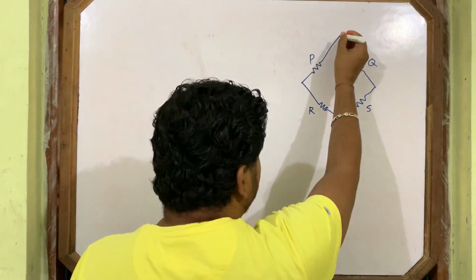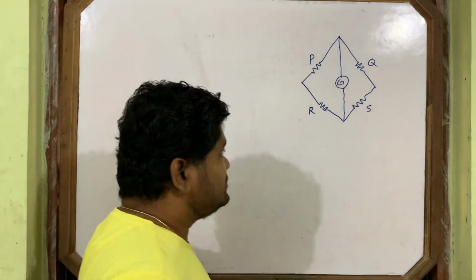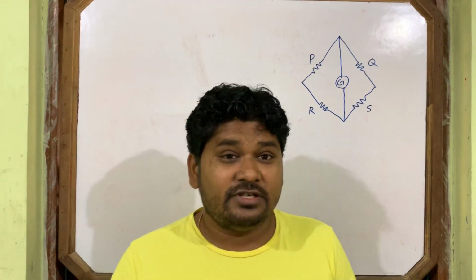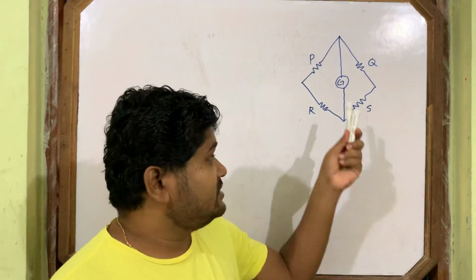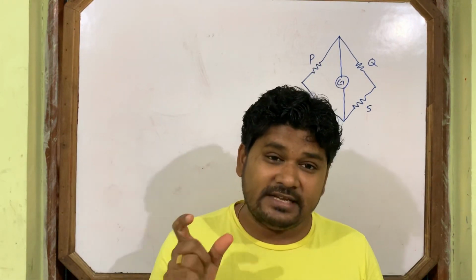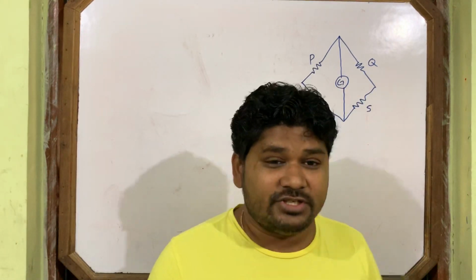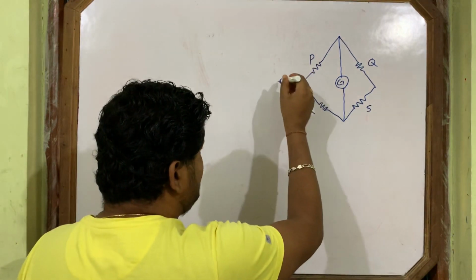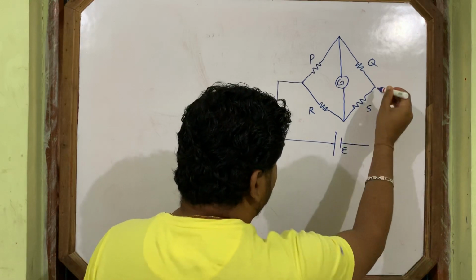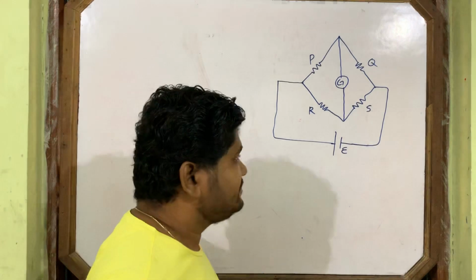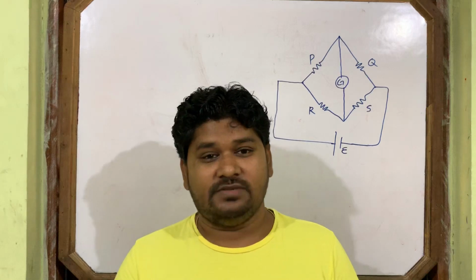and between them, from this point to this point, I am connecting one galvanometer, G. G is also the resistance of the galvanometer. Don't misunderstand that G is the name I have given to the galvanometer. No, G is the resistance of the galvanometer, and P, Q, R, S are the resistances of the four resistors. And how do we supply current? We will supply current by this cell, EMF E. So it is like this. This whole arrangement is called a Wheatstone bridge.